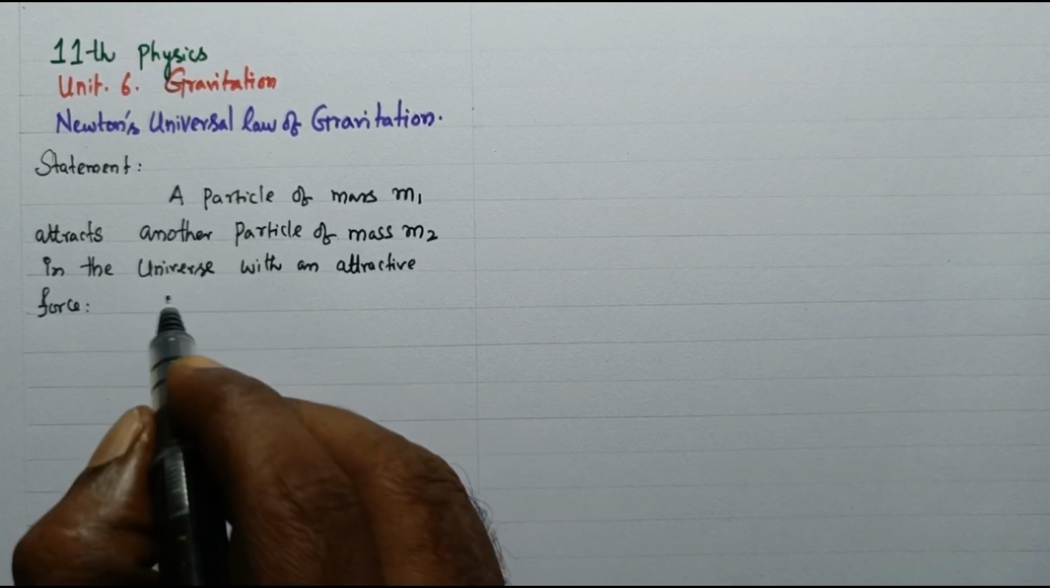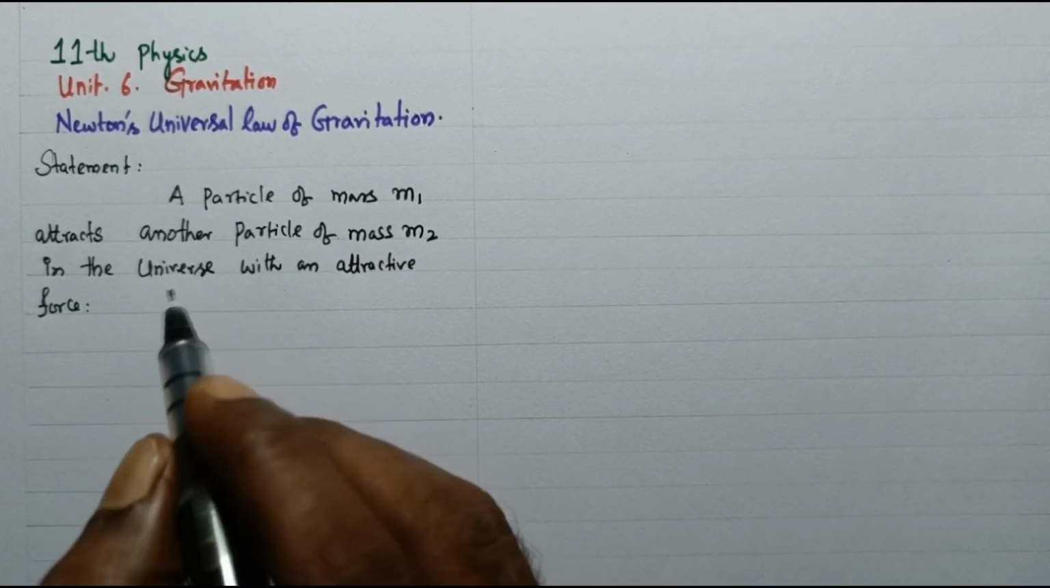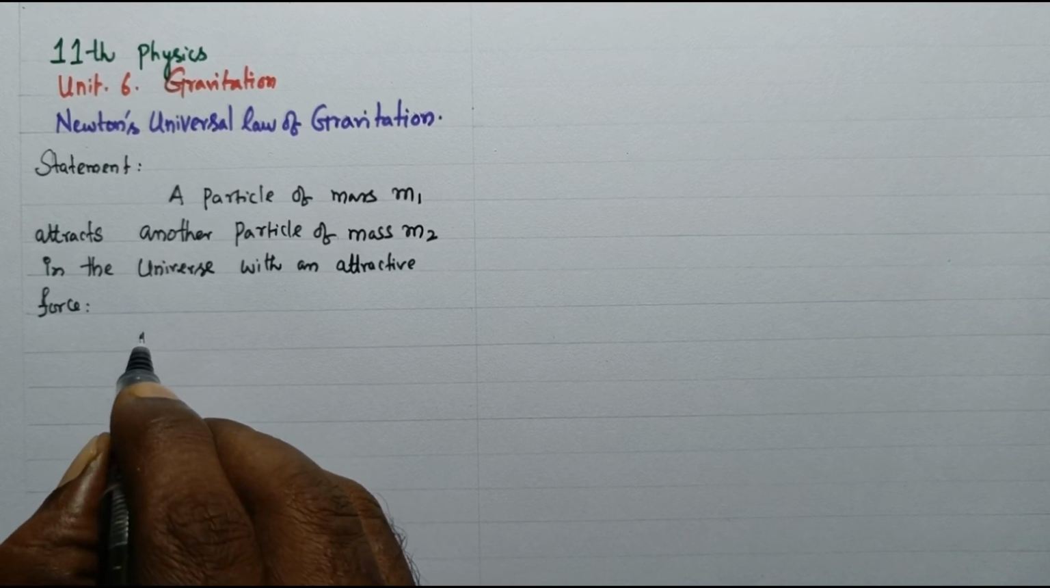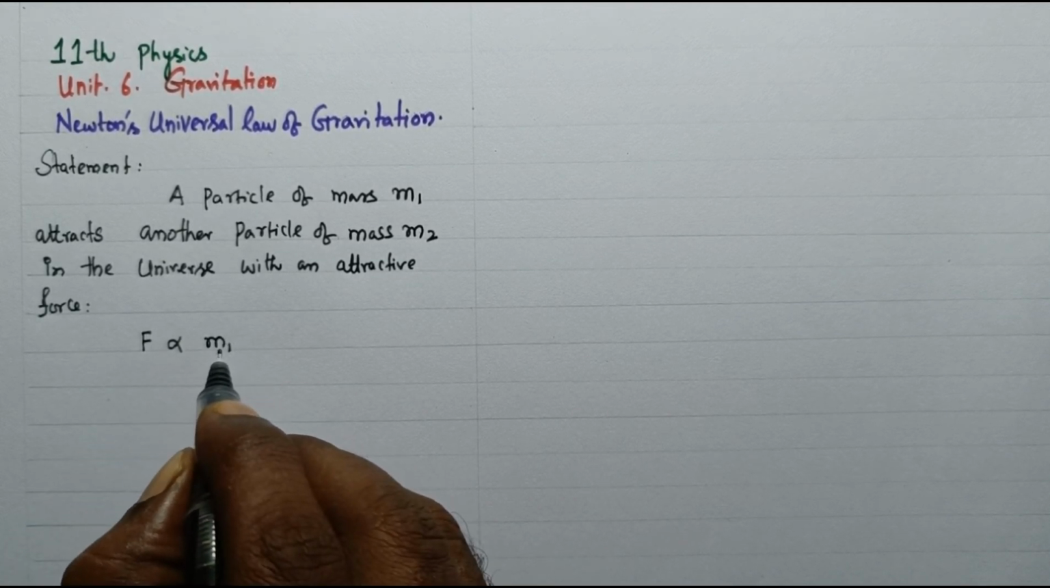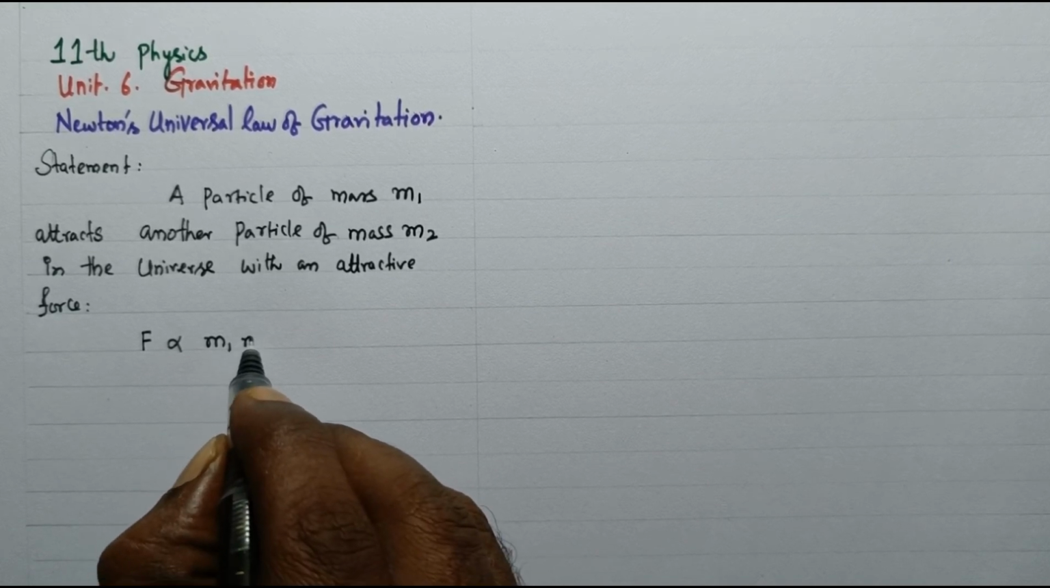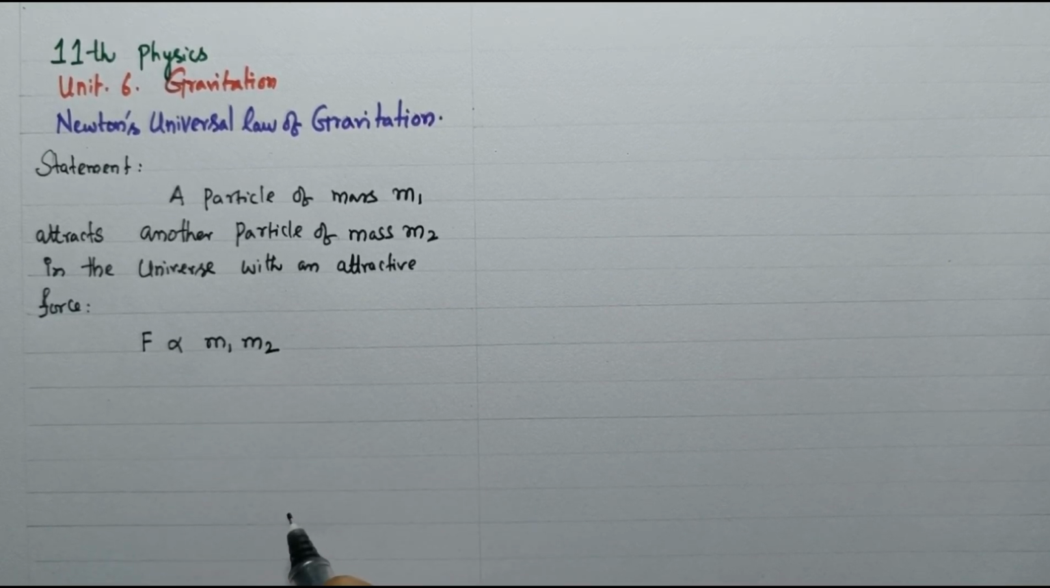So this force is called gravitational force. The strength of this gravitational force is proportional to the product of masses. m1 is the mass of the first particle, m2 is the mass of the second particle.